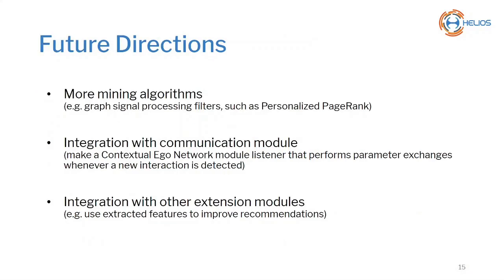For future directions in the SocialGraphMiner module's development, we plan to introduce more mining algorithms such as personalized PageRank or other graph signal processing filters. Furthermore, we plan to integrate the functionality of the communication module to introduce automatic parameter changes. This would allow faster deployment of the module by making its usage as simple as adding a listener to the contextual ego network. Finally, social graph mining can be combined with other machine learning extension modules either to improve their predictions or to use their outcome to improve recommendations.